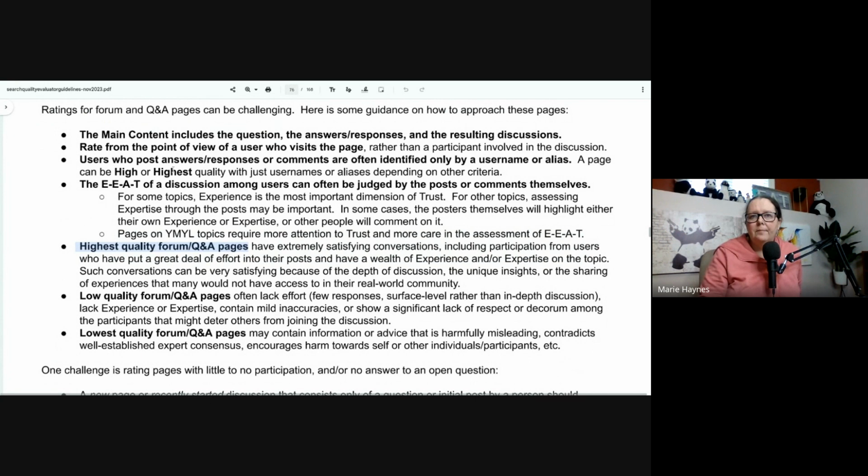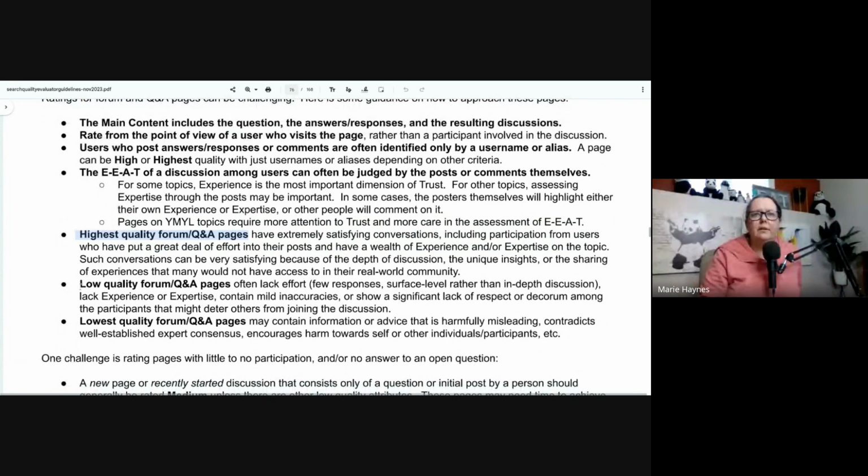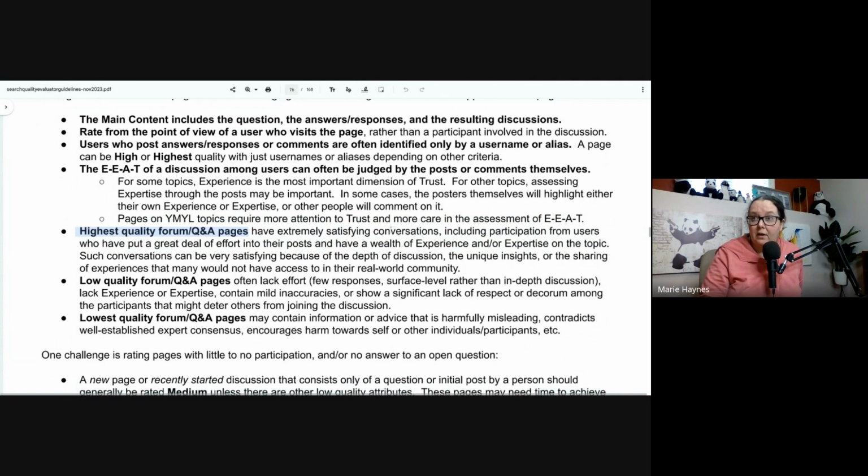Yeah, so okay, let's go on here. High quality pages have extremely satisfying conversations. Now, I don't think Google's looking at every page and going, wow, this is a satisfying conversation, therefore we're going to rank it.